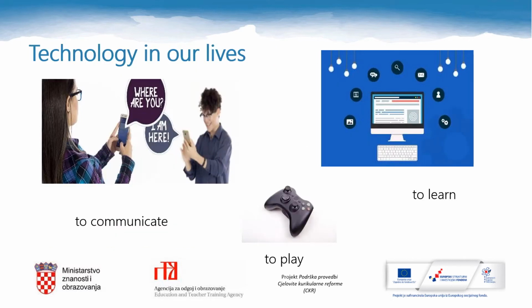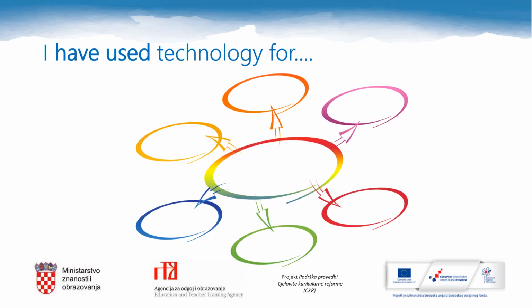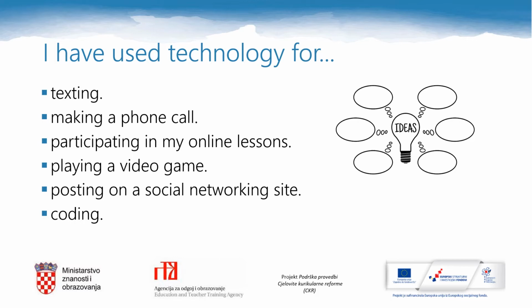We use technology to communicate, to play, and to learn. Can you think of some other ways of using technology? In your notebook, draw a mind map like this and write, I have used technology for. In the circles, add some of your ideas. Here are some ideas you can use to complete that mind map in your notebook. You can write, I have used technology for texting, making a phone call, participating in my online lessons, playing a video game, posting on a social networking site, coding.